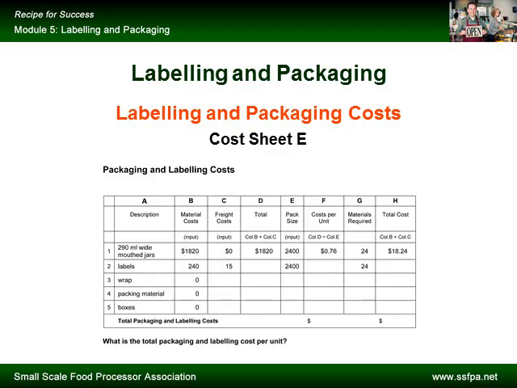The following is an example of packaging and labeling costs to be entered to determine the cost per unit of packaging and labeling for a product. Press pause and complete the sample table, and then download Cost Sheet E titled Packaging and Labeling Costs and fill in the costs for your product. Once you have completed the sheet, transfer the total packaging and labeling costs per unit to Cost Sheet A, Variable Costs.